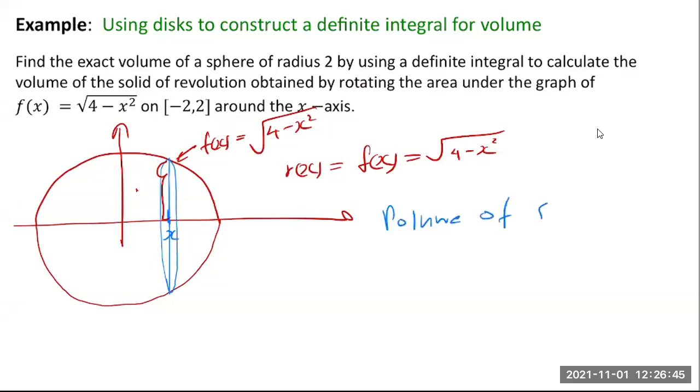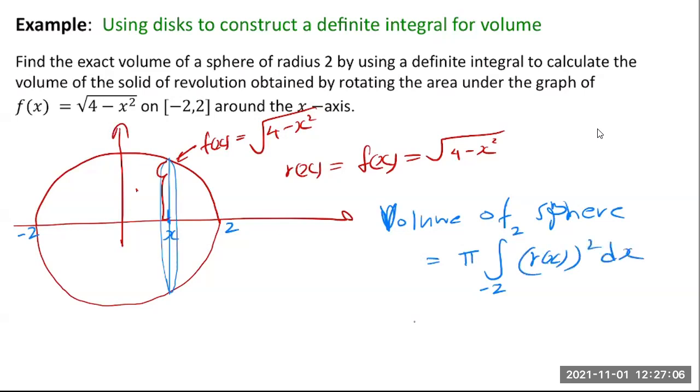Volume of sphere is equal to pi times the definite integral from, remember, -2 to 2 of r of x squared dx. Remember, my r of x is 4 minus square root of 4 minus x squared. The square of that is 4 minus x squared dx.